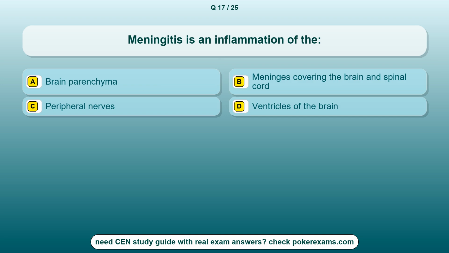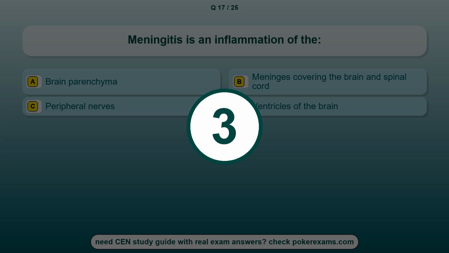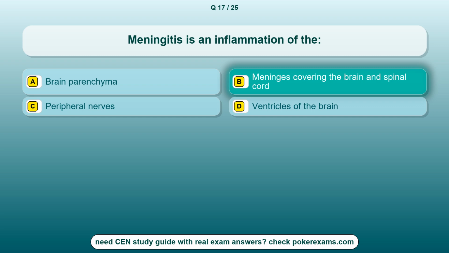Question 17. Meningitis is an inflammation of the option A, brain parenchyma. Option B, meninges covering the brain and spinal cord. Option C, peripheral nerves. Option D, ventricles of the brain. The correct answer is option B, meninges covering the brain and spinal cord.